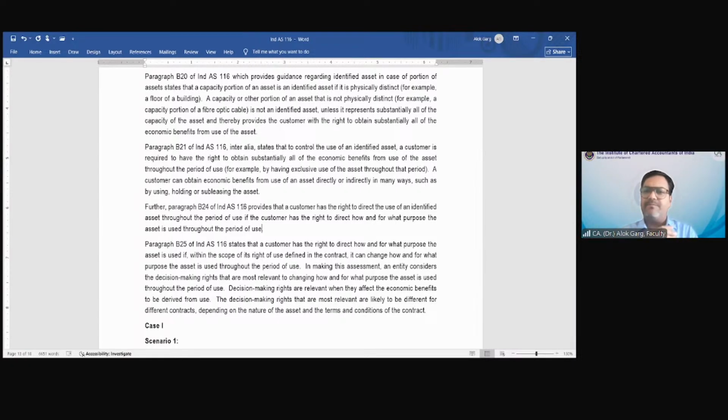We have discussed this. We have not discussed this physically distinct thing. What is this physically distinct? For example, a fiber cable. For example, a container which is carrying a gas. A container which is carrying a liquid, for example, an oil container, right? For example, there is an oil container.